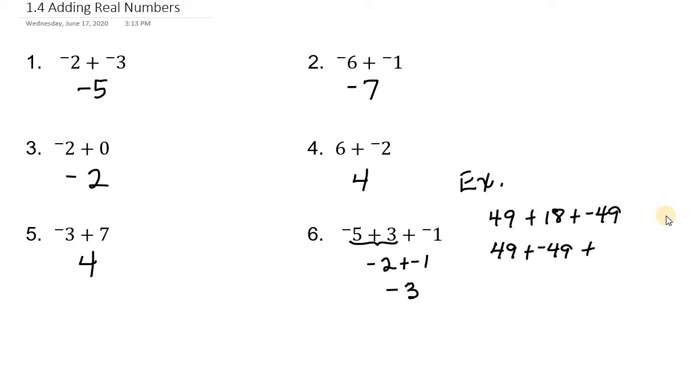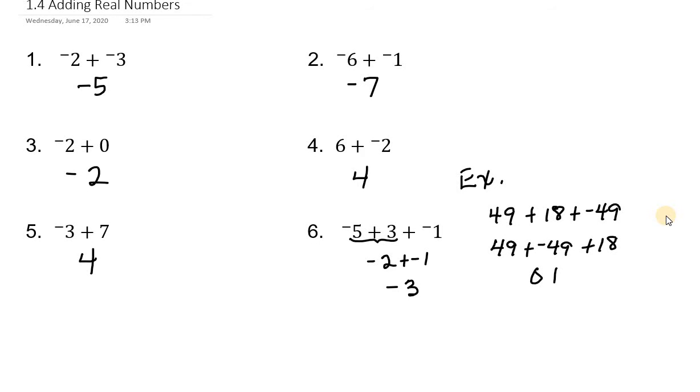And you may not need to actually do this by writing it down. You could probably just do this step in your head and put the 49 and -49 together, and you know those are going to cancel out to 0. And then you have 0 plus 18, which is just 18. And this is a lot easier to do than trying to add 49 and 18 in your head and then coming back and subtracting 49.